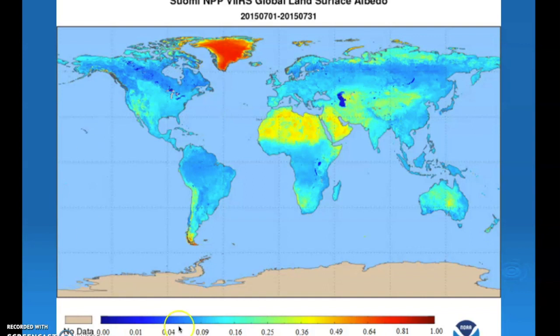And then areas that have a bluer color, like all here in the United States and the rainforest region of South America and all around here, those areas have a much lower albedo, and therefore they absorb a lot of the sun's heat on the surface.